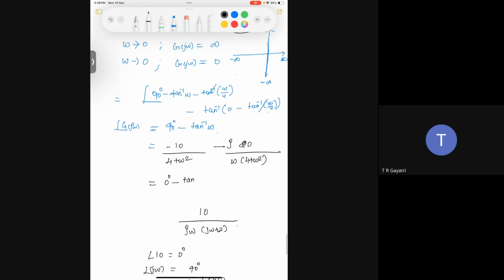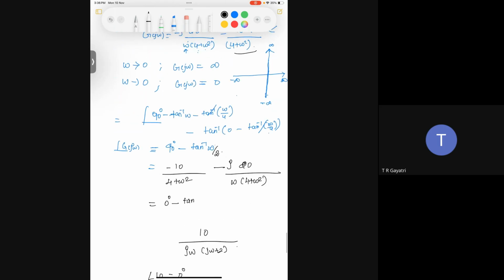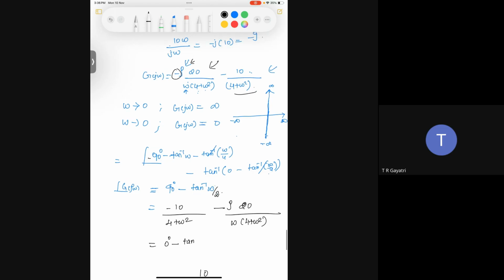So here, the part here is 1 by 2, it's not coming. That's a mistake we did. And this is my 90, that this minus will come here.